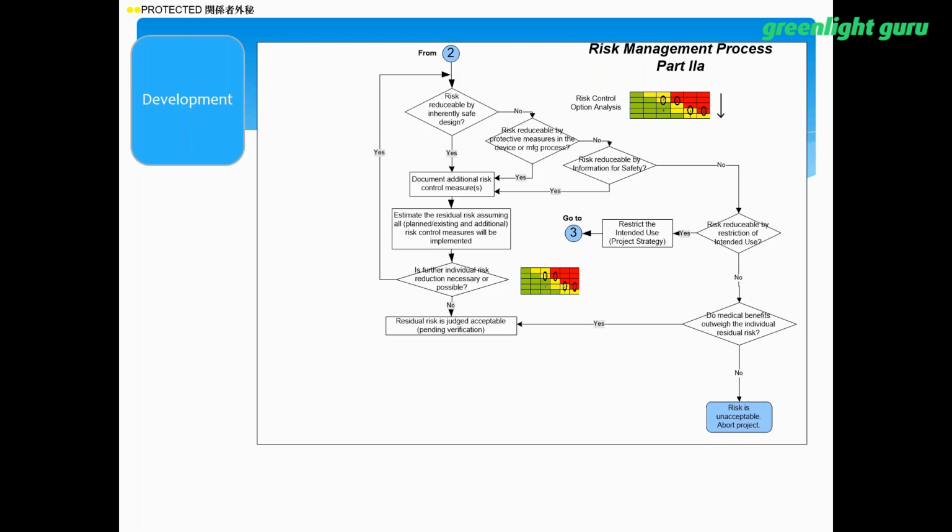If, however, I am able to get back into the part of the table where I've documented the additional risk control measures, I've estimated the residual risk, assuming that all planned or existing and additional risk control measures will be implemented, then I ask myself again the question, is further individual risk reduction necessary or possible? If the answer to that is yes, I go through that cycle again. And it's not unusual to go through this cycle several times as you're in development, as you continue to ask those hard questions.